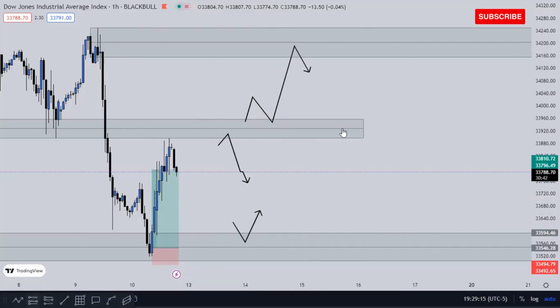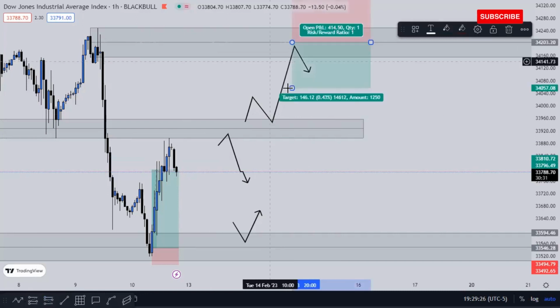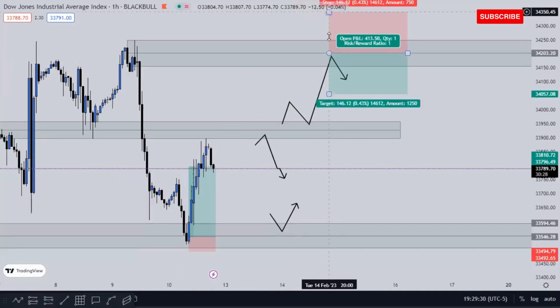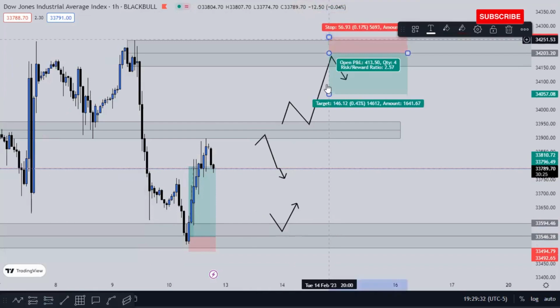This level is even thin and small, so you can use the entry of this one. But with levels this thick, you should use the midpoint. So if I'm to place a sell limit there, the midpoint of this, my trade will be something like this. So this is what my trade will pretty much look like.